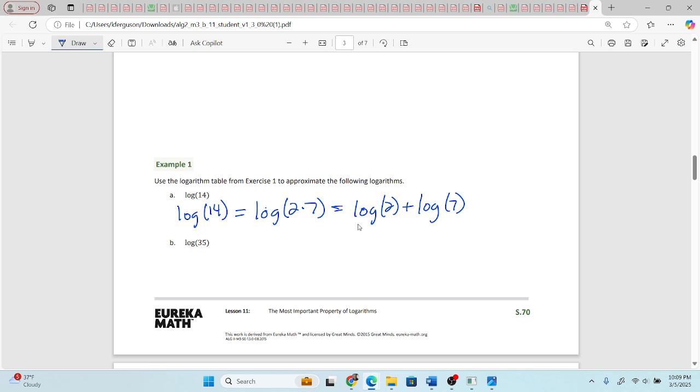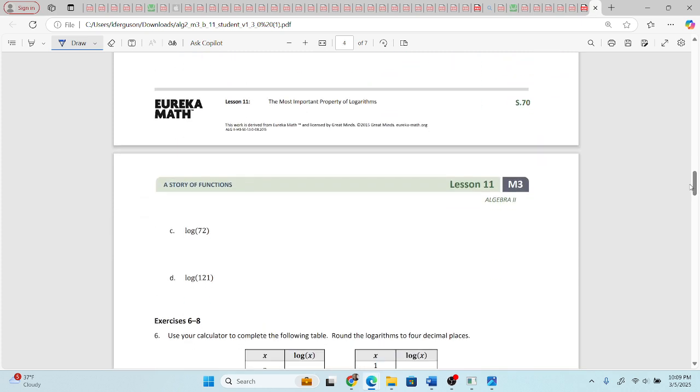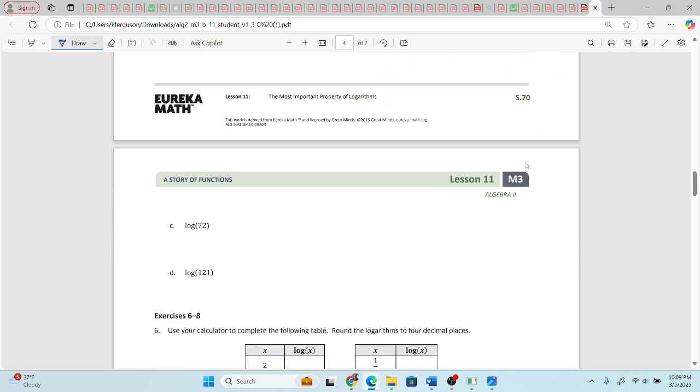So log of 2 is 0.3010, and log of 7 is 0.845. Is it 1? Yeah, 1. If I add those together, I get 1.1461. And guess what that is? That's approximately the log of 14. So I'm going to do one more, and then we're going to call it on this lesson, okay?